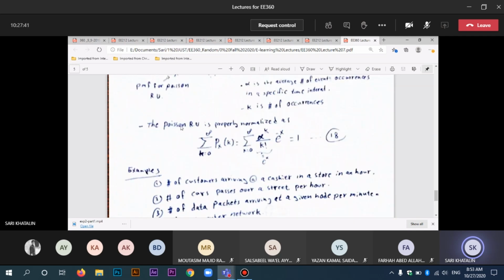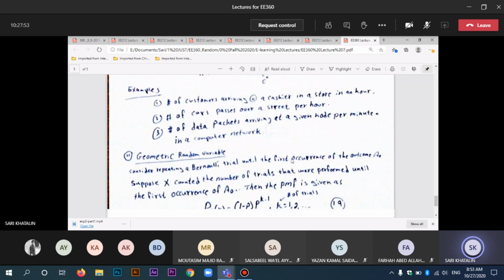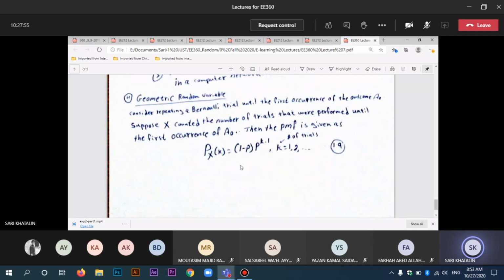And also we can verify it's properly normalized, as you can see here, as in equation 18, which is equal to 1. We all know how to do that. That's nothing new. And finally, it's about the geometric random variable.